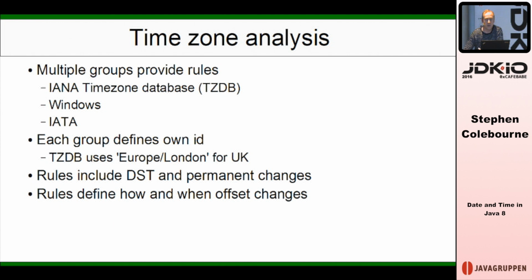Now, by default, we use the time zone database, which is now hosted by IANA, and those are the IDs you probably recognize, like Europe/London or Europe/Copenhagen. But other people like Windows and IATA, that's the airline people, also produce their own time zone database. So there is a time zone for every airport, and that data is kept separately.